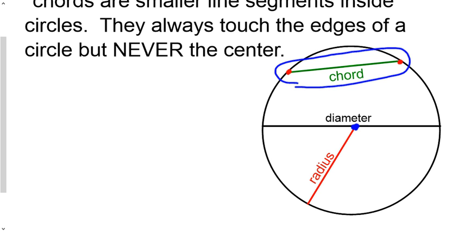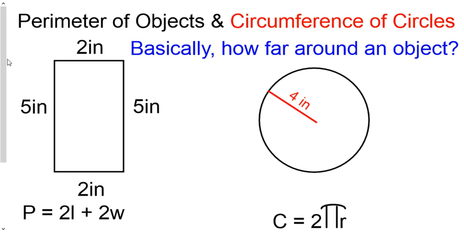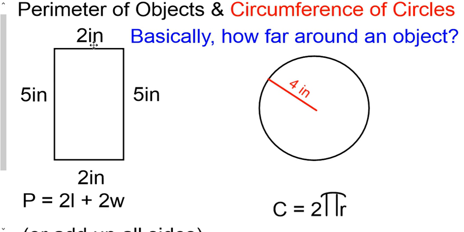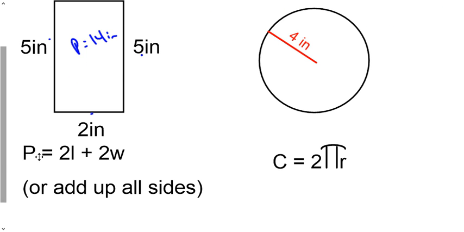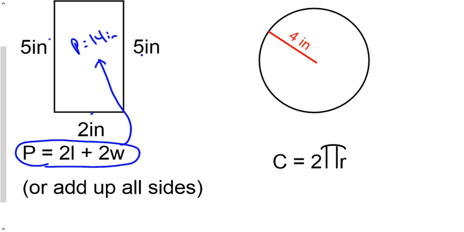Let's get you through a few practice exercises, and then we'll learn how to find the circumference of a circle. Oh, almost forgot. What is a circumference? Basically, you remember how perimeter, you just add up the four sides of a rectangle or a square. 5 plus 5 is 10, and 2 plus 2 is 4, so we'd say the perimeter is 14 inches. You could also use the formula 2L plus 2W to get 14 inches.